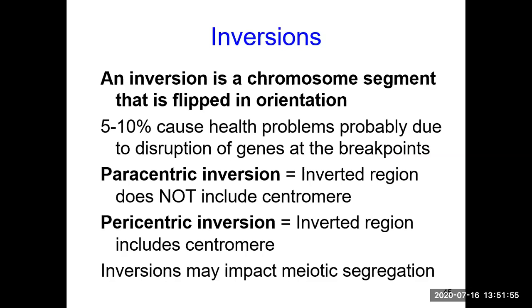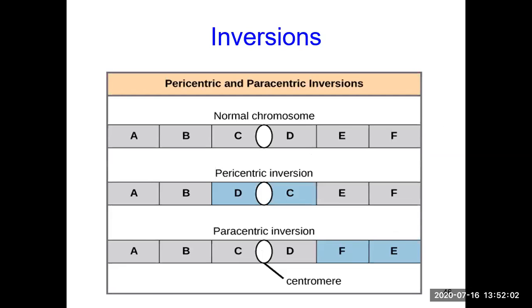Inversion is when a chromosome segment gets flipped in orientation, and depending on whether the centromere is involved, it gets different names. So you see, this is a normal chromosome. This is the centromere. It has genes A, B, C on this side and genes D, E, F on this side. Now, the segments of the chromosome are getting inverted. If it is involving the centromere, the C came here and the D came there, then this is a pericentric inversion. But if the centromere was not involved and there was just an inversion here, then it becomes a paracentric inversion. Okay.